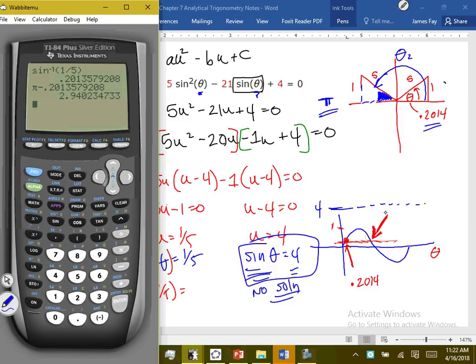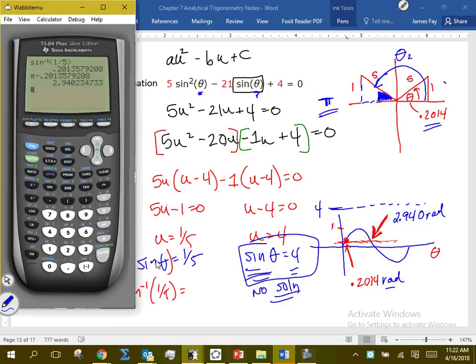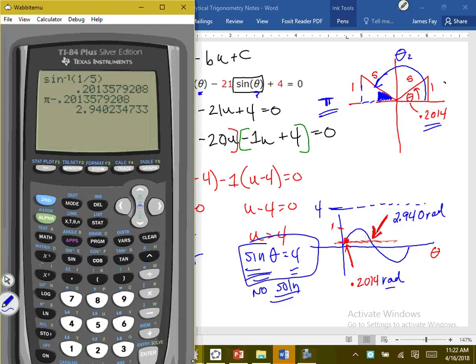Okay, so this other theta is 2.940, and that's radians. Both of them in radians. And those are my two solutions then that are provided in this sine of theta equals 1/5 factor for that original equation.